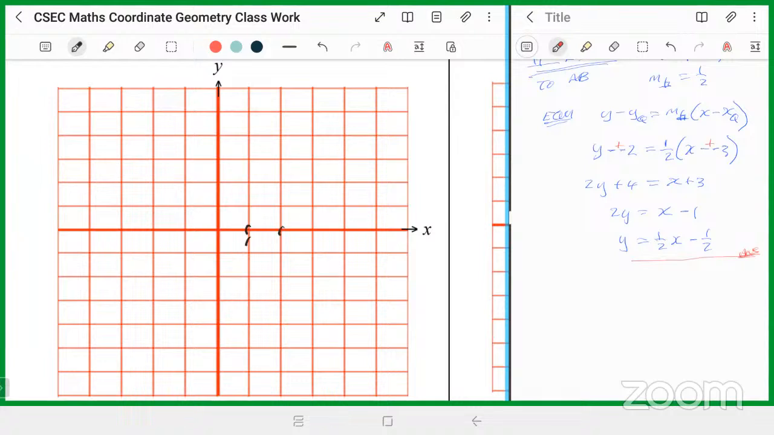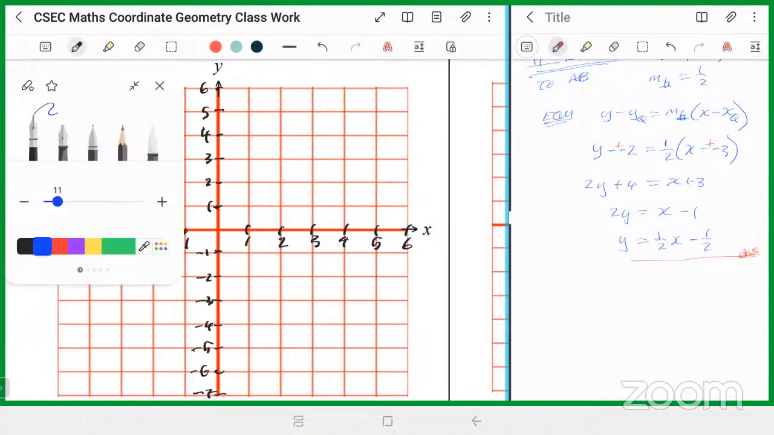So here's 1, 2, 3, 4, 5, 6. That's -1, -2, -3, -4. And down is -1, -2, -3, -4, -5, -6, -7. Up top now is 1, 2, 3, 4, 1, 2, 3, 4, 5, 6. All right. Let's plot the points now.